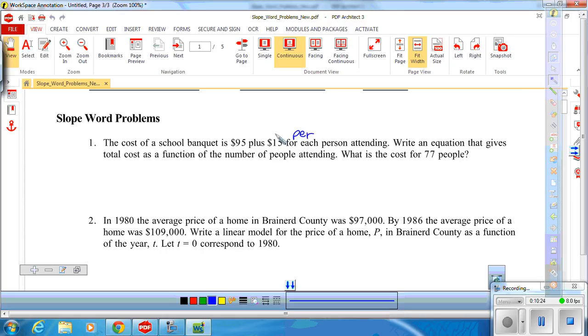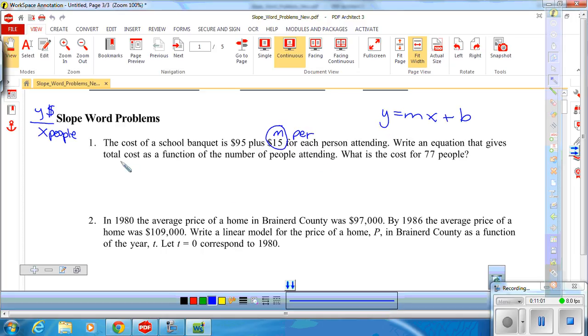$15 per person. That means that this is my slope. It's got the per. All right? So if I know that a linear equation is y equals mx plus b, I know that I'm making $15 per person. That means that the money is my y, because slope is always the y over the x. So if it's $15 per person, the dollars go on top, and the number of people, the persons, go on the bottom. So that means x is the number of people, and y is the money, the cost.